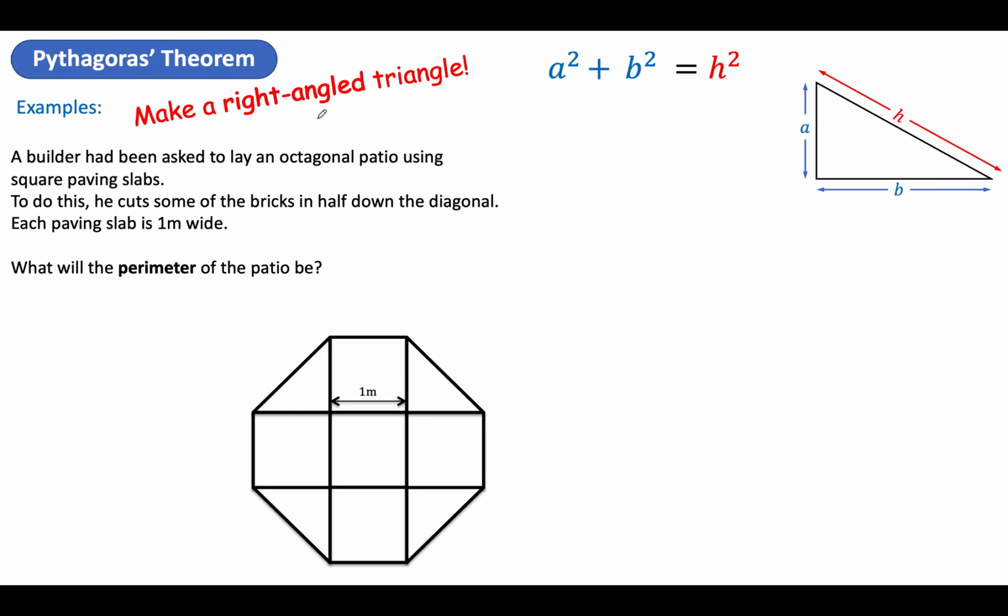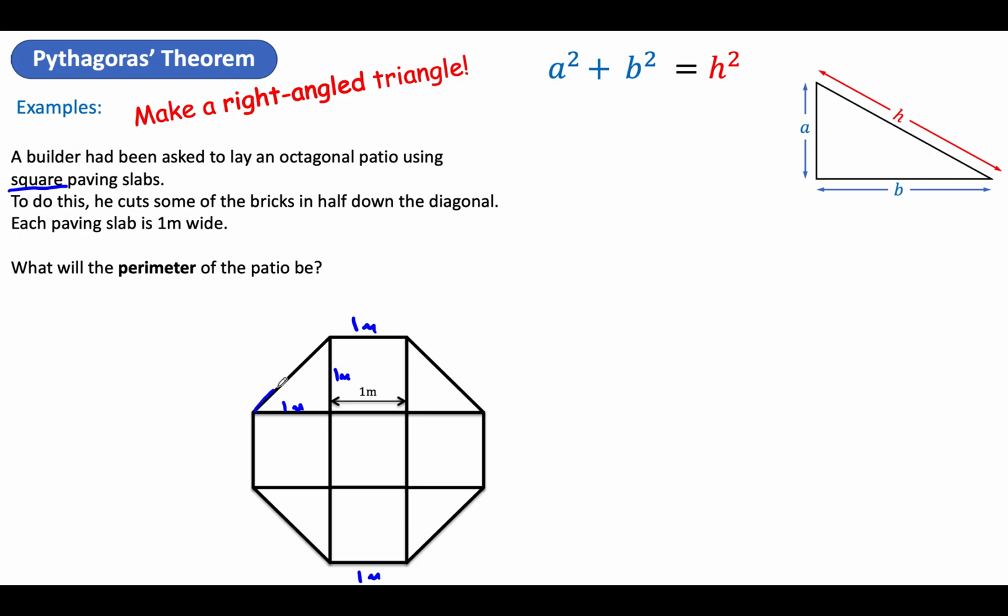Again, let's make a right angle here. A builder has been asked to lay an octagonal patio using square paving slabs. So each one of these is square. What does that mean? It means I know that all of these flat edges are 1 meter. Every little leg side is 1 meter because they are squares. Square paving slabs. To do this, he cuts some of the bricks in half down the diagonal. I think they meant paving slabs there.